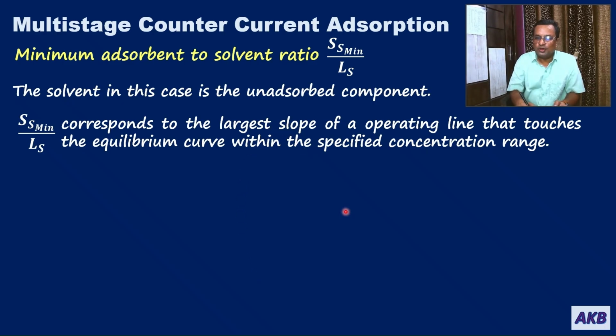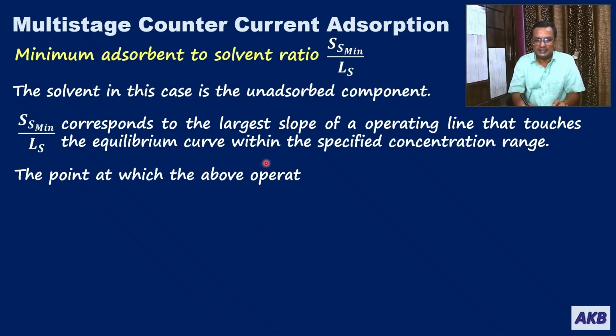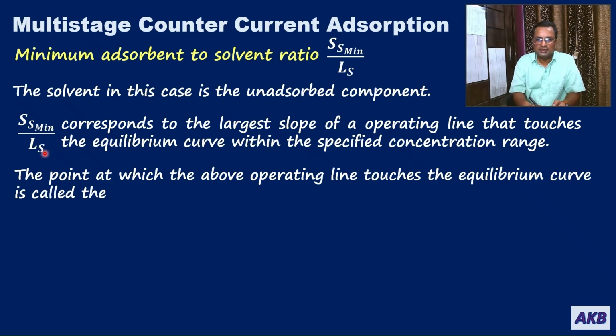The largest slope of all the operating lines that touches the equilibrium curve within the specified concentration range is the minimum adsorbent to solvent ratio. Minimum adsorbent to solvent ratio. So I hope you are understanding this. So if somebody asks you to define minimum adsorbent to solvent ratio, how can you define?